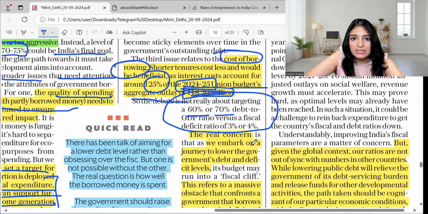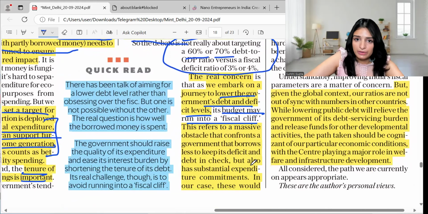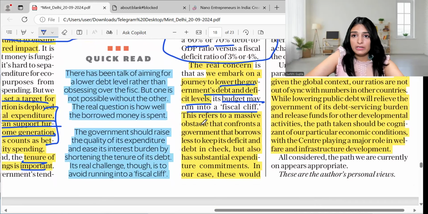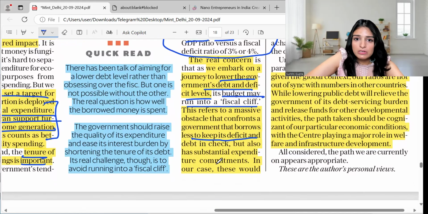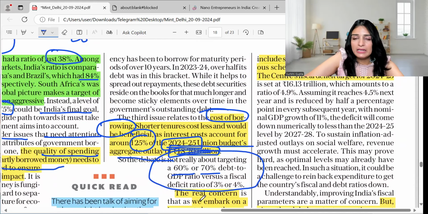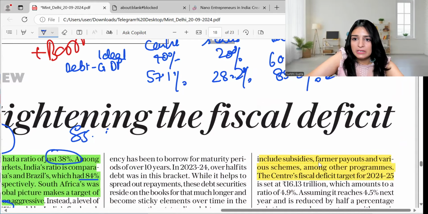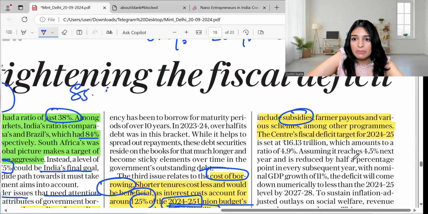Okay, the real concern is that as we embark on a journey to lower the government's debt and deficit levels, its budget may run into a fiscal cliff. Okay, what does it mean? This refers to a massive obstacle that confronts a government that borrows less to keep its deficit and debt in check, but also has substantial expenditure commitments. In our case, this would include subsidies, farmer payouts, and various schemes, among other programs.